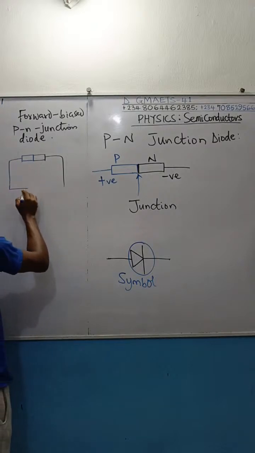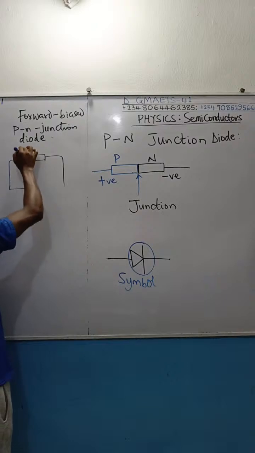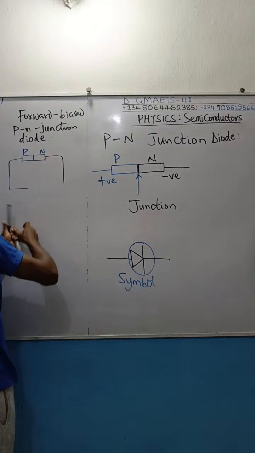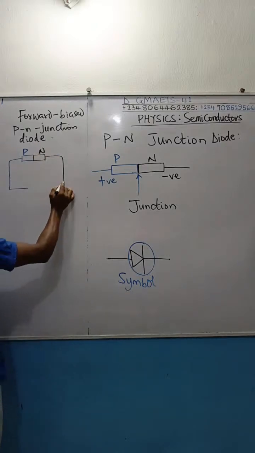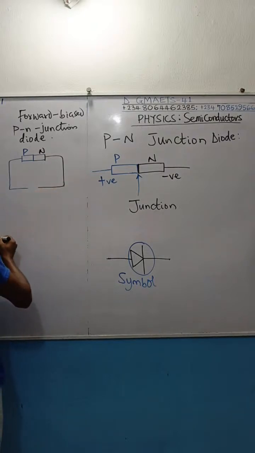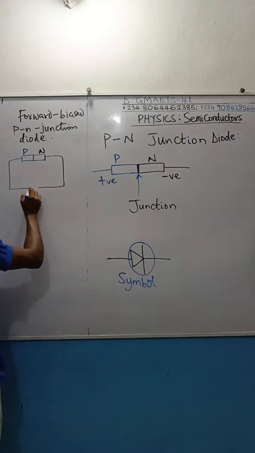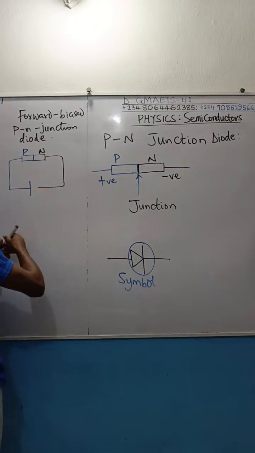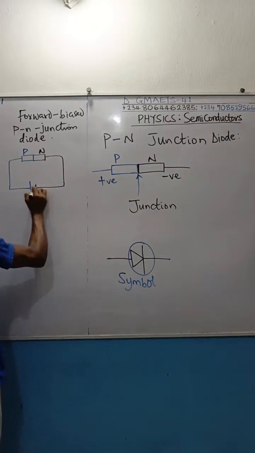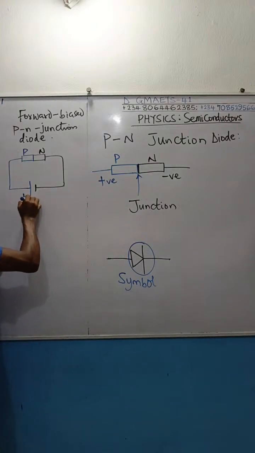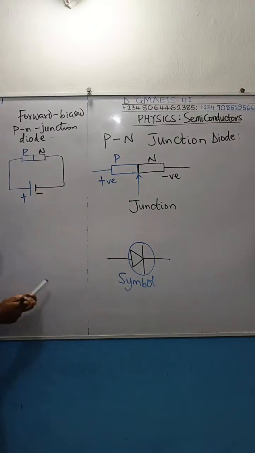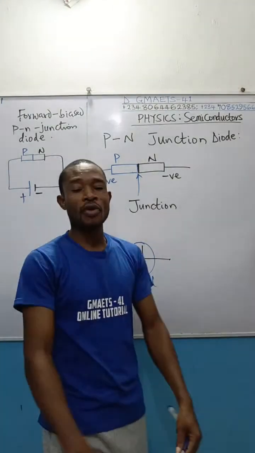So I am connecting it now. This is P and this is N. I'm trying to use different shades of marker so you can follow through. So it goes this way. And then for the positive, we have this. For the negative terminal of a cell, we use a shorter line. So this is positive, plus, and this is negative.